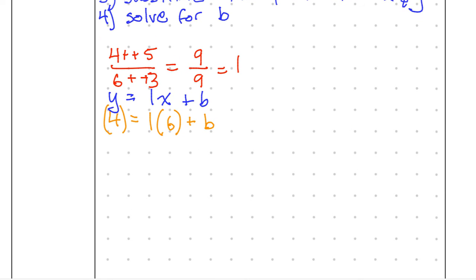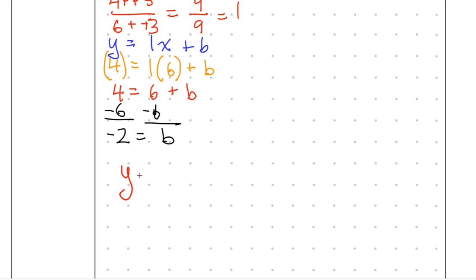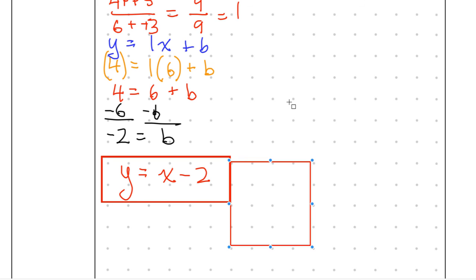All right, Fernando, solve for b for us. 4 equals 6 plus b. And then minus 6 on both sides. And then you get negative 2 equals b. Negative 2 is equal to b, which means, Fernando, our final equation is y equals 1x minus 2. You can say 1x or you can just say x. Either way is fine. And there's our final answer. Thank you, Fernando.